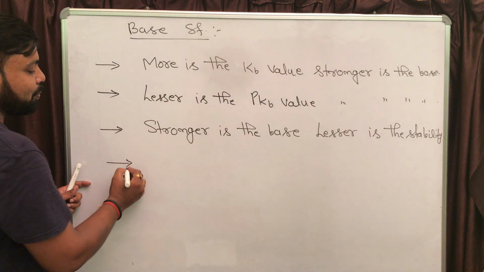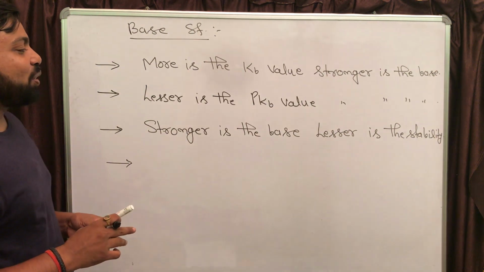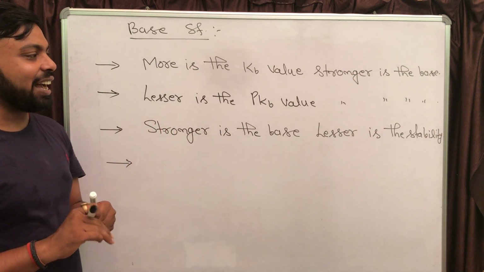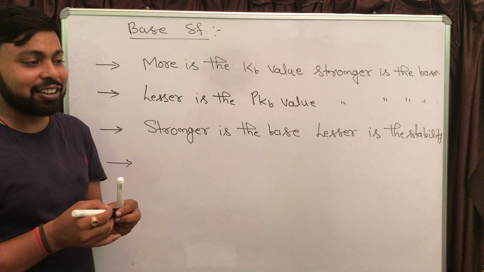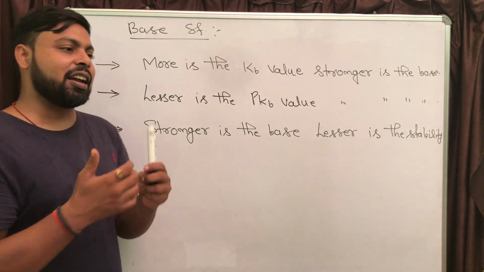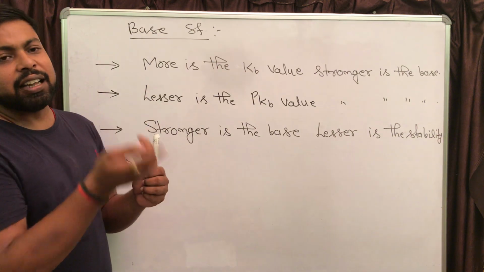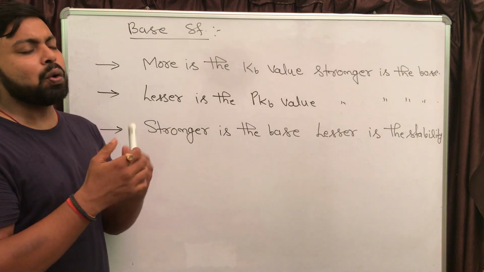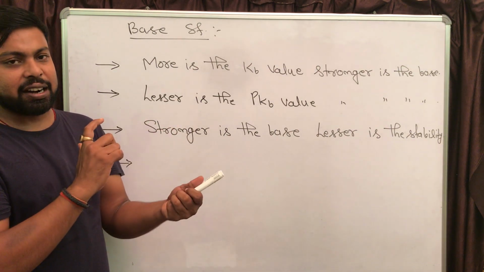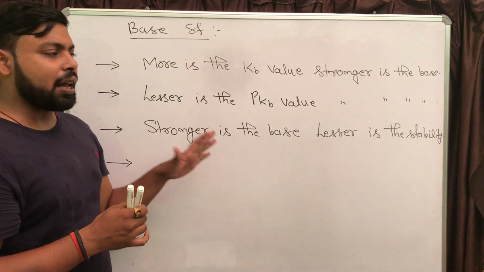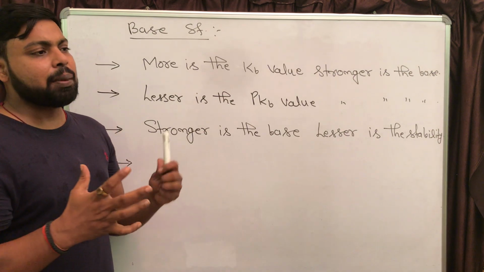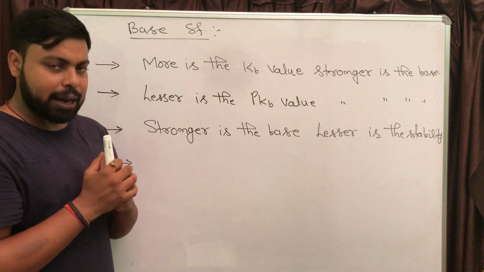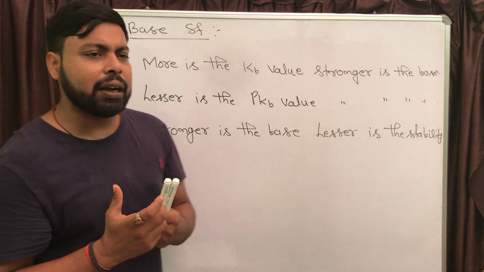Last but not the least, the most important statement is, if you want to compare the base strength, very similar to the point we have made in acidic strength. If you want to compare the acidic strength of 2 or more acids, then you need to write the conjugate base, and then just compare the stability of the conjugate base. And the statement was, more is the stability of conjugate base, stronger is the parent acid, right? In similar way, we can make a point here. If you want to compare the base strength of two or more species, then just write the conjugate acid of that base, right?